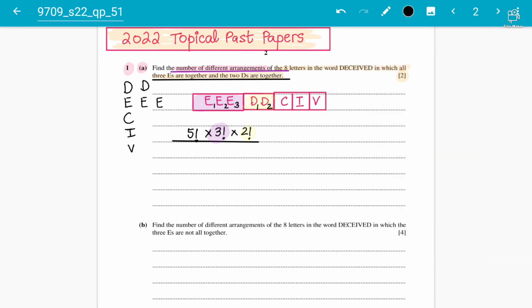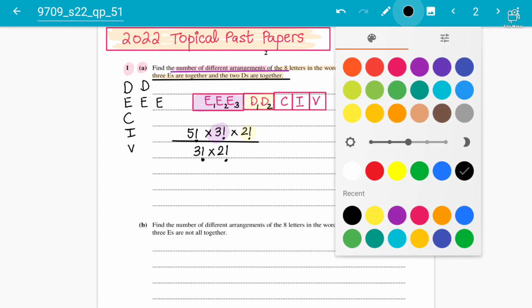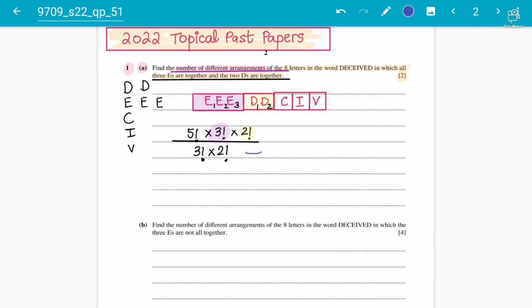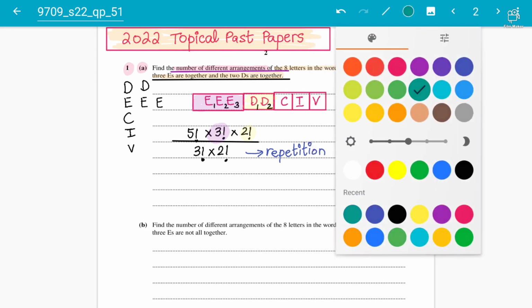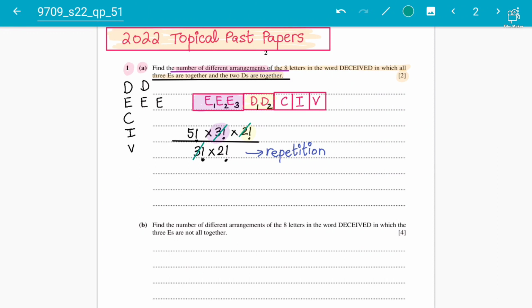Okay, and in the denominator we are going to divide by 3 factorial into 2 factorial, and the reason is repetition, because the words are being repeated. So that's why we have to do the repetition thing here. So they will have to be cancelled out. So eventually, students, your answer comes out as only 5 factorial, because these will cancel out.